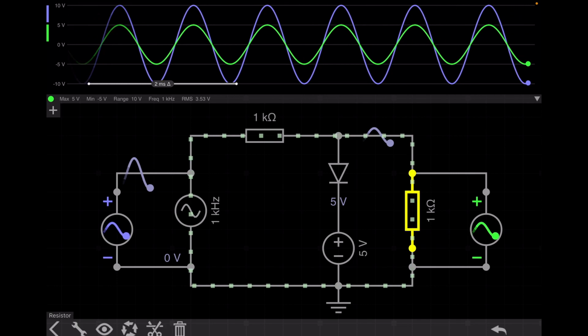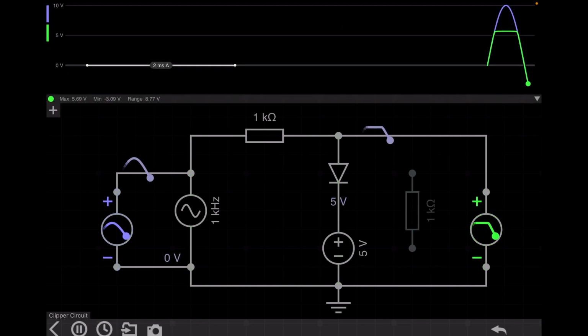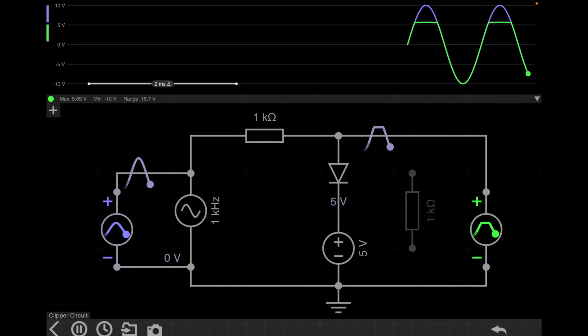What if I just delete the resistance? You can see that I just disconnect the resistance, right? And here is the 5 volt, and this is the 0.7 volt, and in the input we have 10 volt. So now you can see that our clipping will be after 5.7 volt. You can see it is after 5.7 volt, right?